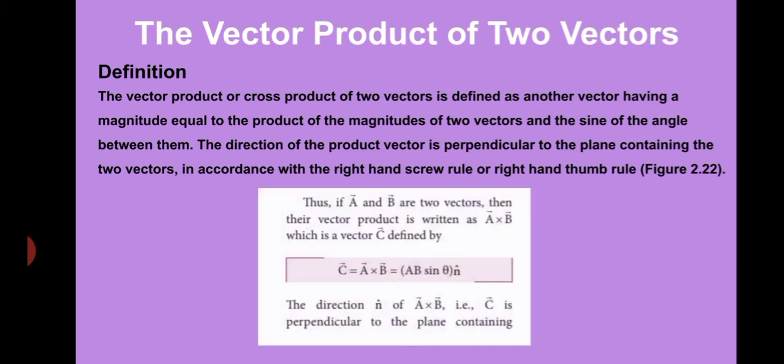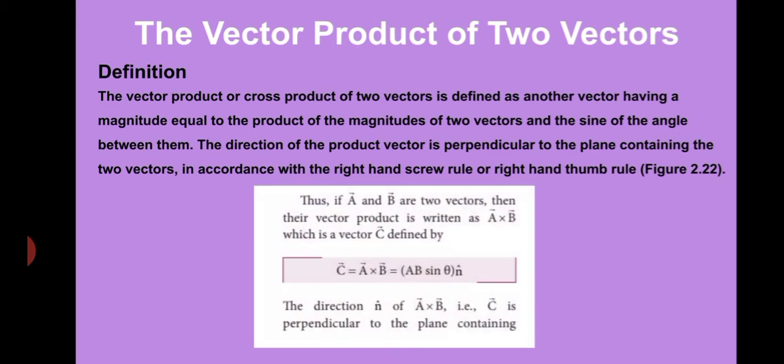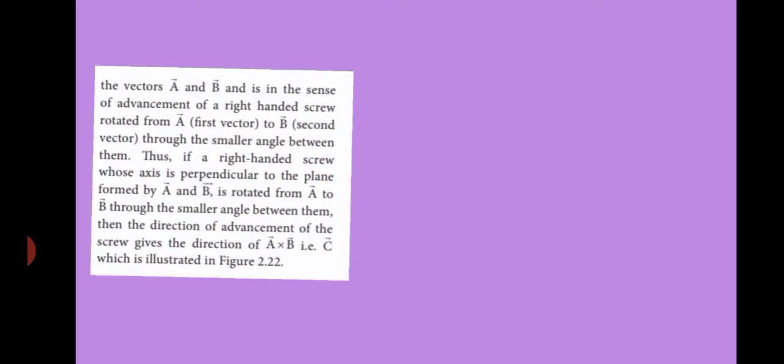Thus, if A vector and B vector are two vectors, then their vector product is written as A vector cross B vector, which is a vector C vector defined by C vector is equal to A vector cross B vector is equal to AB sin theta n cap. Here the direction n cap of A vector cross B vector, that is C vector, is perpendicular to the plane containing A vector and B vector and is in the sense of advancement of a right hand screw rotated from A vector to B vector through the smaller angle between them.